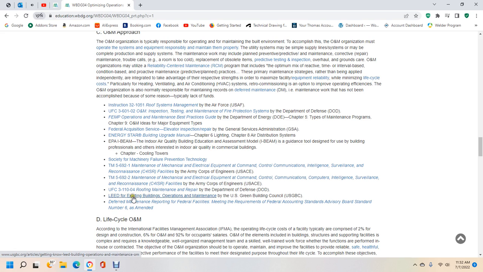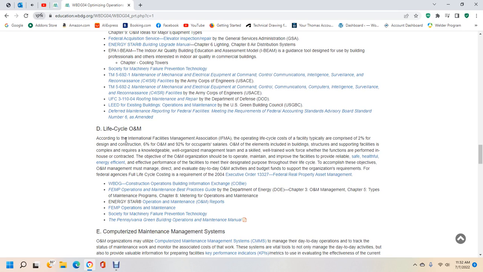C4ISR Facilities; UFC 3-110-4, Roof Maintenance and Repair; LEED, Existing Building Operation and Maintenance; Deferred Maintenance Report, Federal Facility Requirements; Federal Accounting Standards Advisory Board, Standards Number 6 as amended.